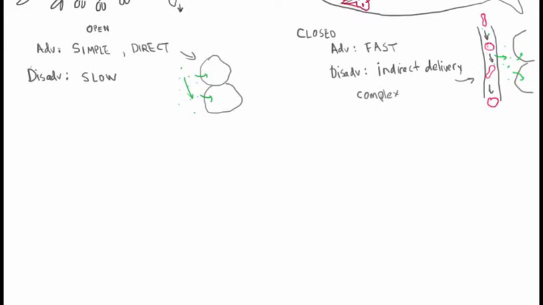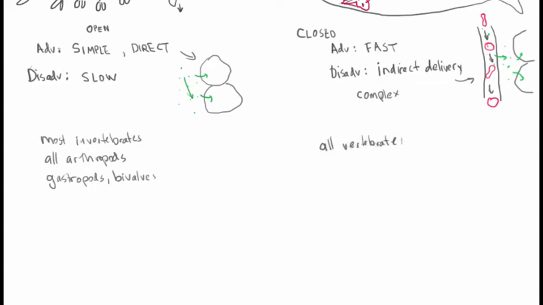And so if we look at the kinds of animals that have open circulations, we're talking about most types of invertebrates. All arthropods, gastropods, and bivalves, both of those are mollusks, remember? And on the closed circulatory side, we've got all vertebrates, we've got the cephalopods, and most annelids.